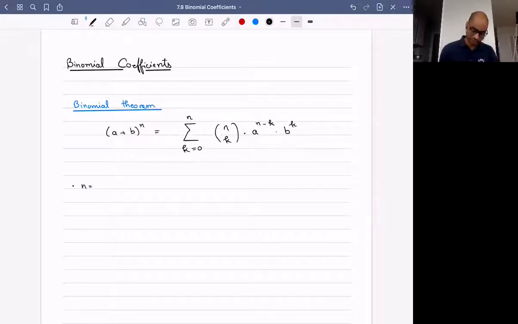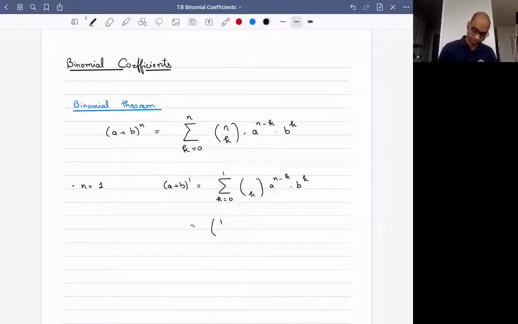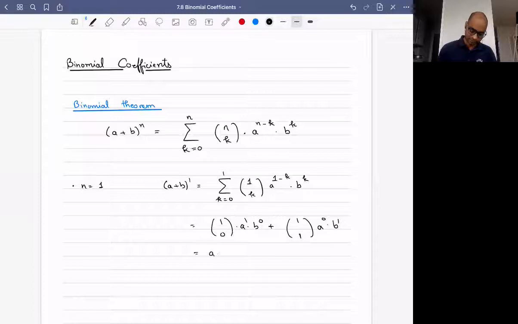So in the case when, let's start with 1, why not? When you have n equal to 1, you get (a+b)^1 is the summation k equals 0 to 1 of n choose k, a to the n minus k, b to the k. So I'll start with k equals 0. Oh, sorry, n is 1. So when k is 0, I get 1 choose 0, a to the 1, b to the 0, plus 1 choose 1, a to the 0, b to the 1, and that's just a plus b. So all we are saying is it's a tautology that a plus b is a plus b.